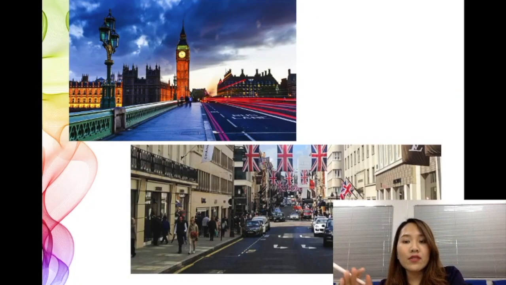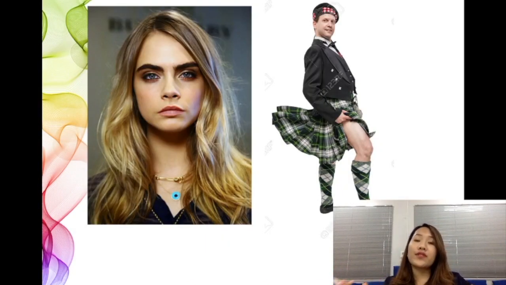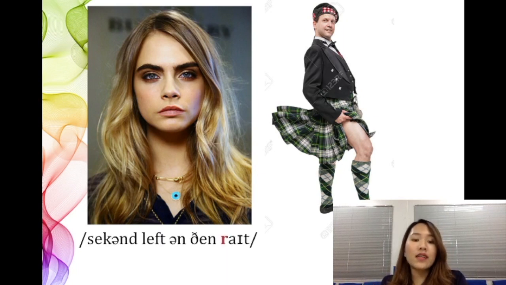An example: let's imagine you are in London right now and you would like to go shopping, and then you meet a couple. You ask the girl, how can I go to Harrods? So the girl answers, second left, and then right. And maybe the guy answers, second left, and then right. You might notice that the word right that the girl pronounces is different from the word right that the guy pronounces.